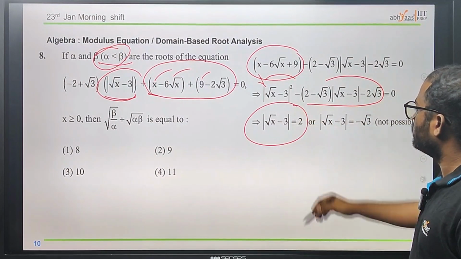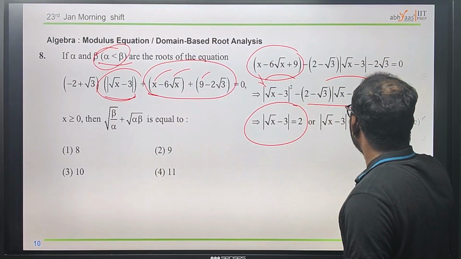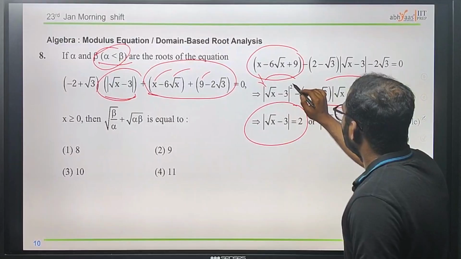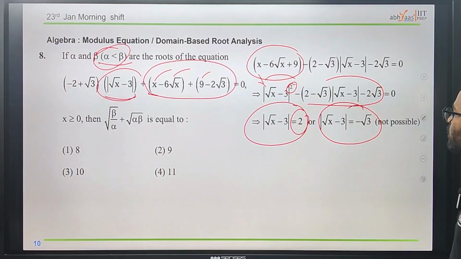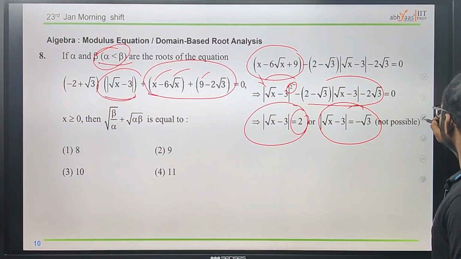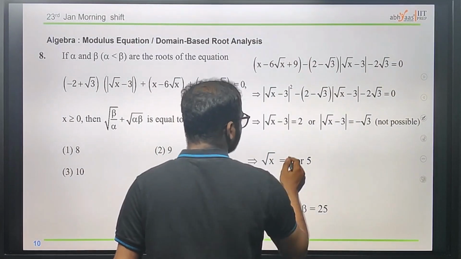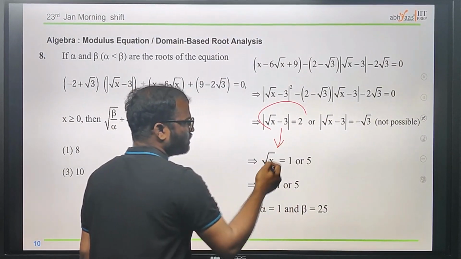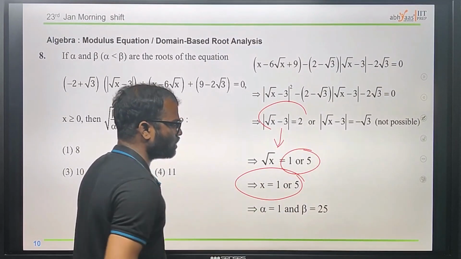Since we have a mod situation, this can be written with further simplifications. We have a square, and it can be equal to 2 or equal to root 3. We have to do some simplifications here. Now from this, further simplification leads to 1 or 5, which means x is equal to 1 or 5.